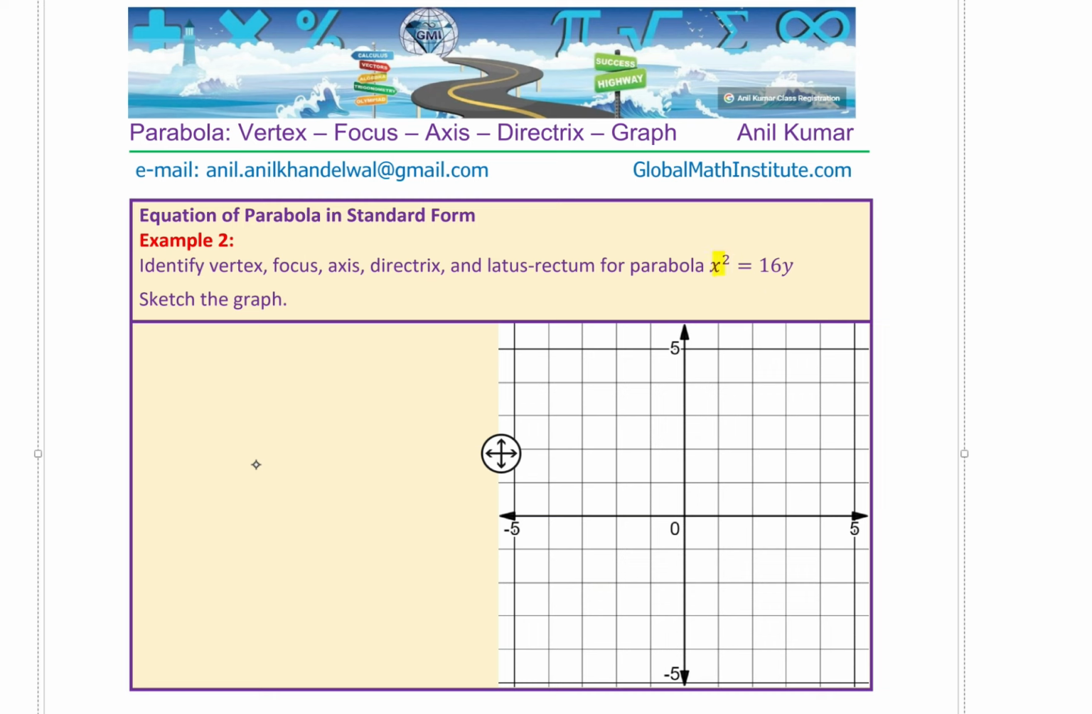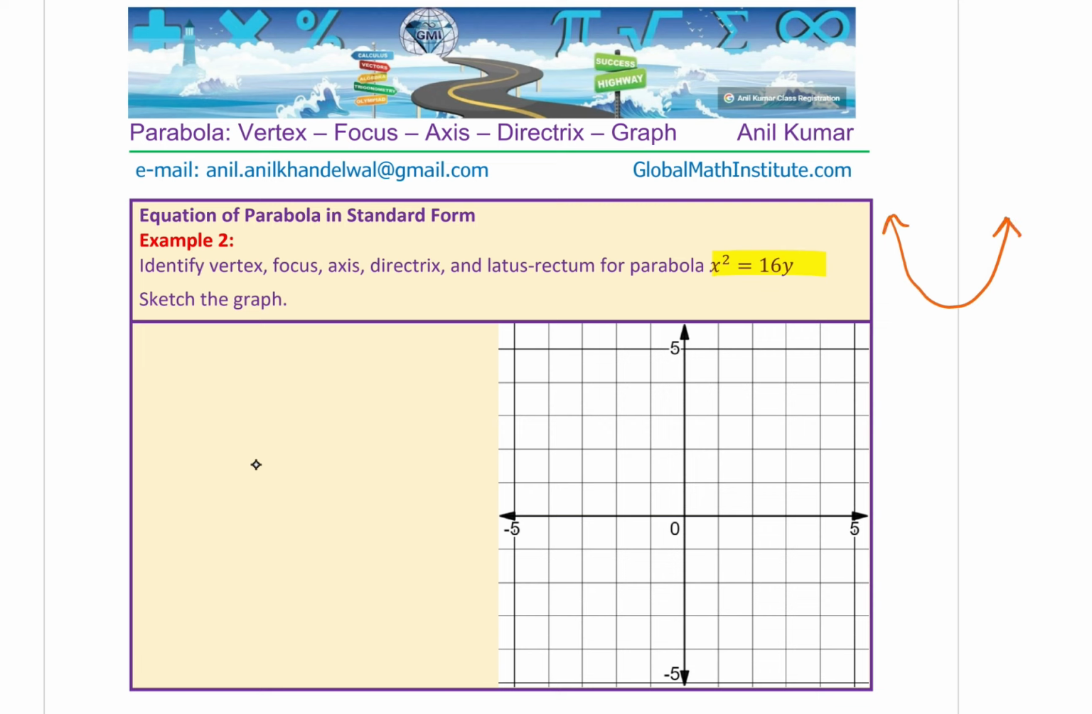So this time it is x squared equals to 16y. The question here is identify vertex, focus, axis, directrix, and the latus rectum for the parabola x squared equals to 16y, and then sketch the graph. Now when I say x squared equals to 16y, in which direction is this parabola going to open? Well, clearly, this time what we have is a parabola which is opening up, right? So this is a parabola which is going to open up.